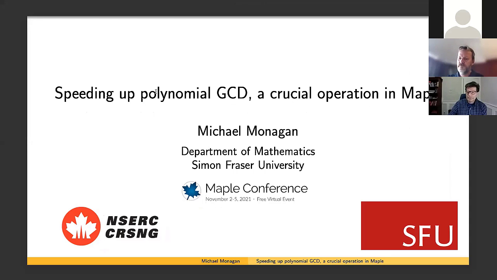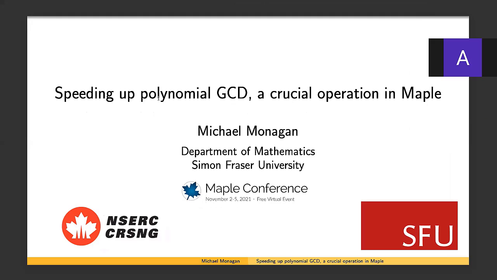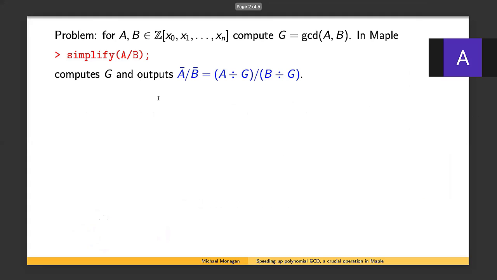As Paul said, I'm giving a talk on computing polynomial greatest common divisors, which is an old problem, but it's an important one. I have 2 slides, some theory and some results. The problem is I'm given 2 polynomials with integer coefficients, in n+1 variables. I have in mind multivariate polynomials, big polynomials, sparse polynomials, and I want to compute G, the greatest common divisor of the input polynomials A and B.